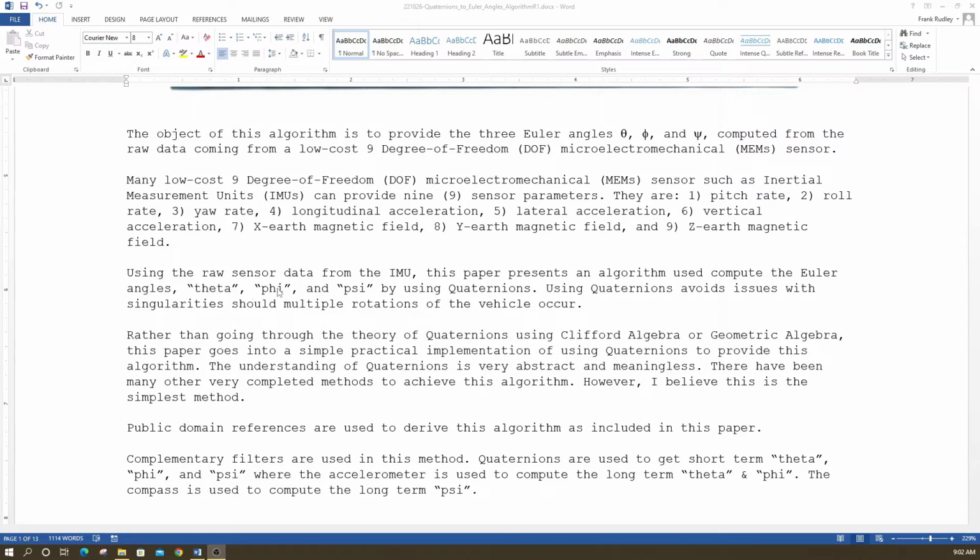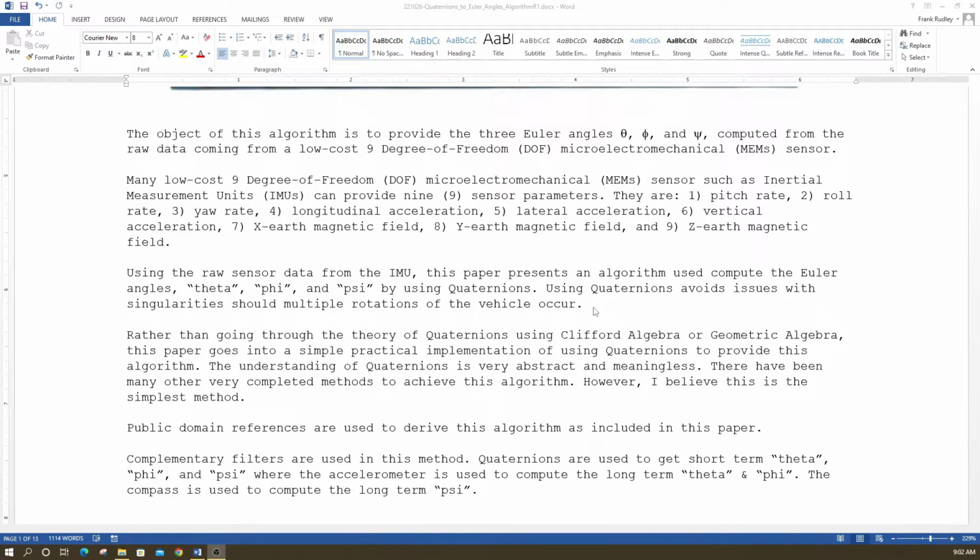Using the raw sensor data from the IMU, this paper presents an algorithm used to compute the Euler angles, theta, phi, and psi by using quaternions. Using quaternions avoids issues with singularities should multiple rotations of the vehicle occur. So there are other ways to get theta, phi, and psi, but you run into these singularities. Basically, they're like divide by zero errors that will cause the algorithm to crash. So by using quaternions, you can avoid the issues with singularities should multiple rotations occur in the vehicle.